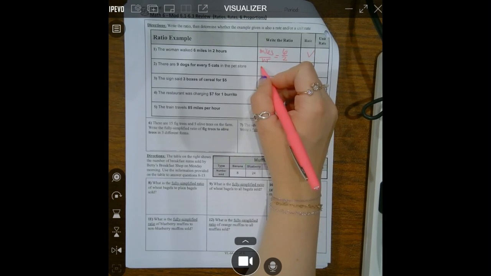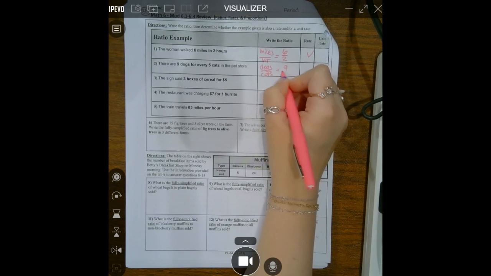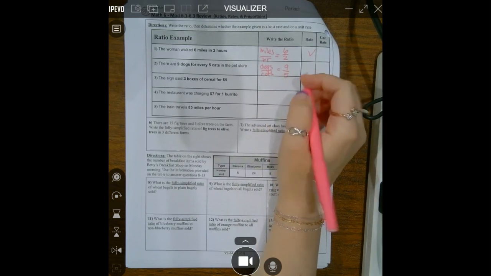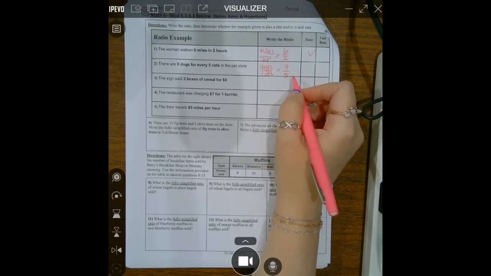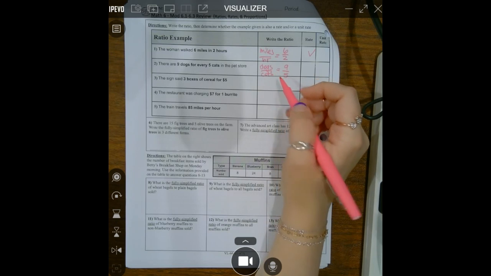Okay, this one, we're talking about dogs to cats. Okay, and they say that there's 9 dogs for every 5 cats in the store. Is that a rate? No, that's just a normal ratio, because in order to be a rate, it has to be measured in like units of measurement. So you don't measure in terms of dogs and cats. Okay, so that one's just a ratio, not a rate, and then therefore not a unit rate.